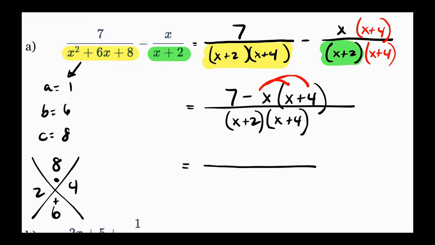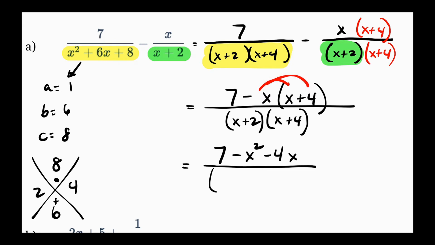Right? We can distribute negative 1x. So the 7 stays the same. So you have negative 1x times 1x, so you're going to get negative 1x squared. And then you have negative x times positive 4, negative 4x.